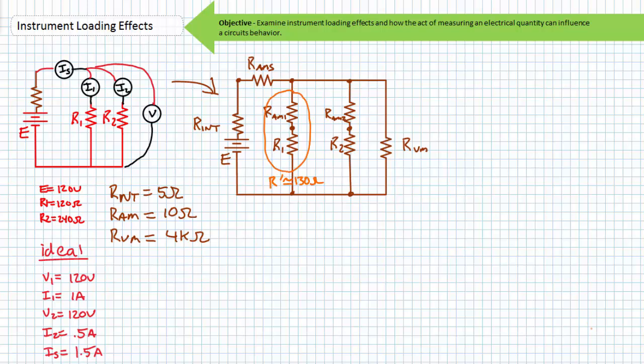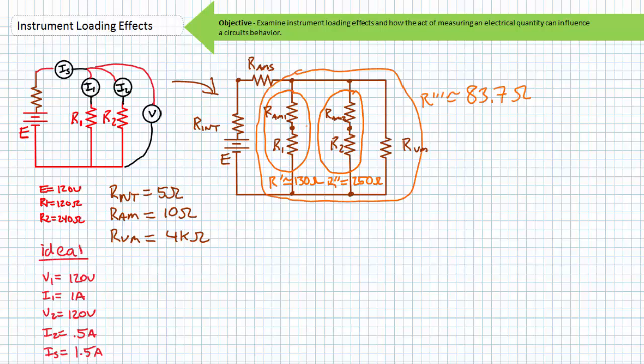This path can be combined in series, something I'll call R prime, with a value of 130 ohms. This path can be combined in series, something I'll call R double prime, with a value of 250 ohms. These three paths can be taken in parallel into a simplification I'll call R triple prime, with a value of approximately 83.7 ohms. Now, the VDR, Ohm's law, and/or KVL can be used to determine the voltage drop across the internal resistance of the source, the ammeter, and R triple prime.